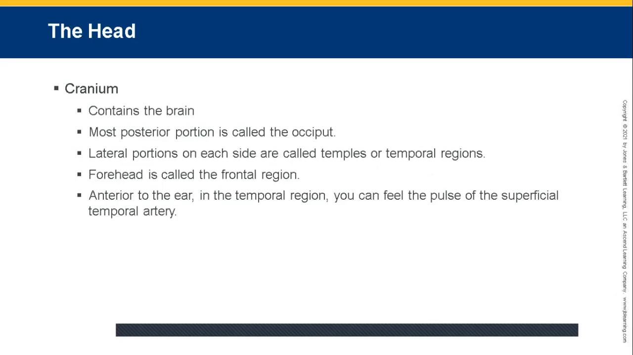The head, cranium, contains the brain. Most posterior portion is called the occiput. Lateral portions on each side are called temples or temporal regions. The forehead is called the frontal region. Anterior to the ear is the temporal region. You can feel the pulse of the superficial temporal artery.